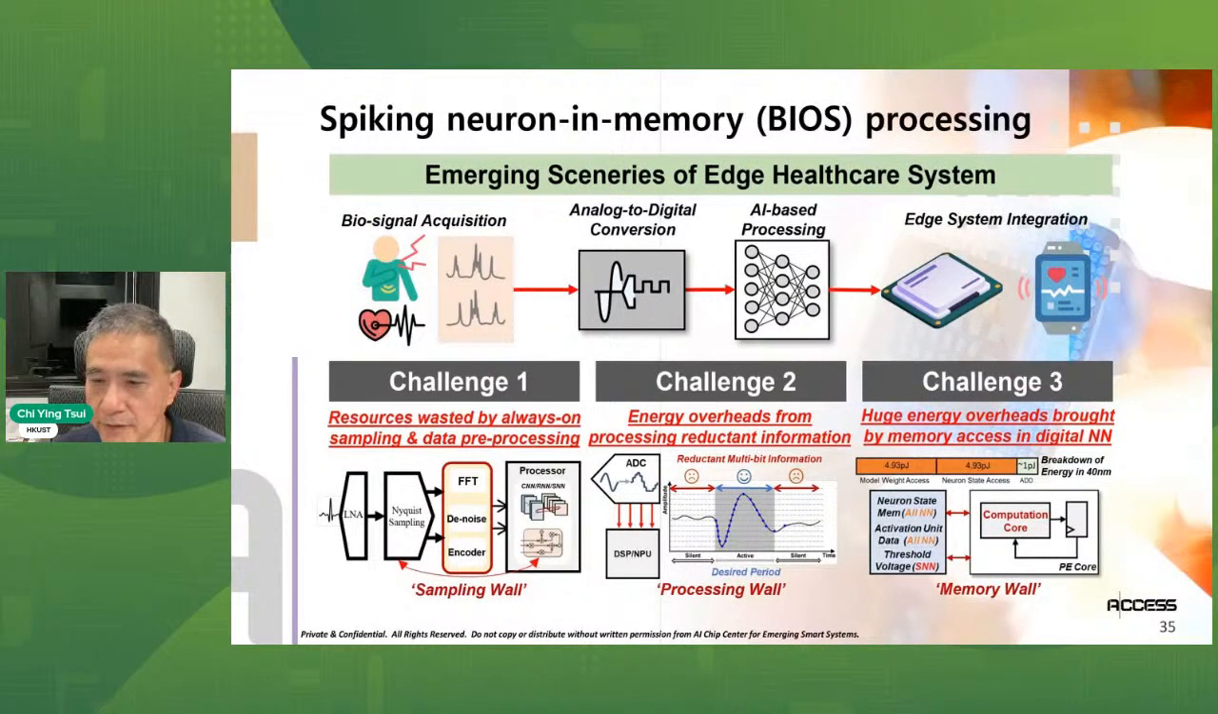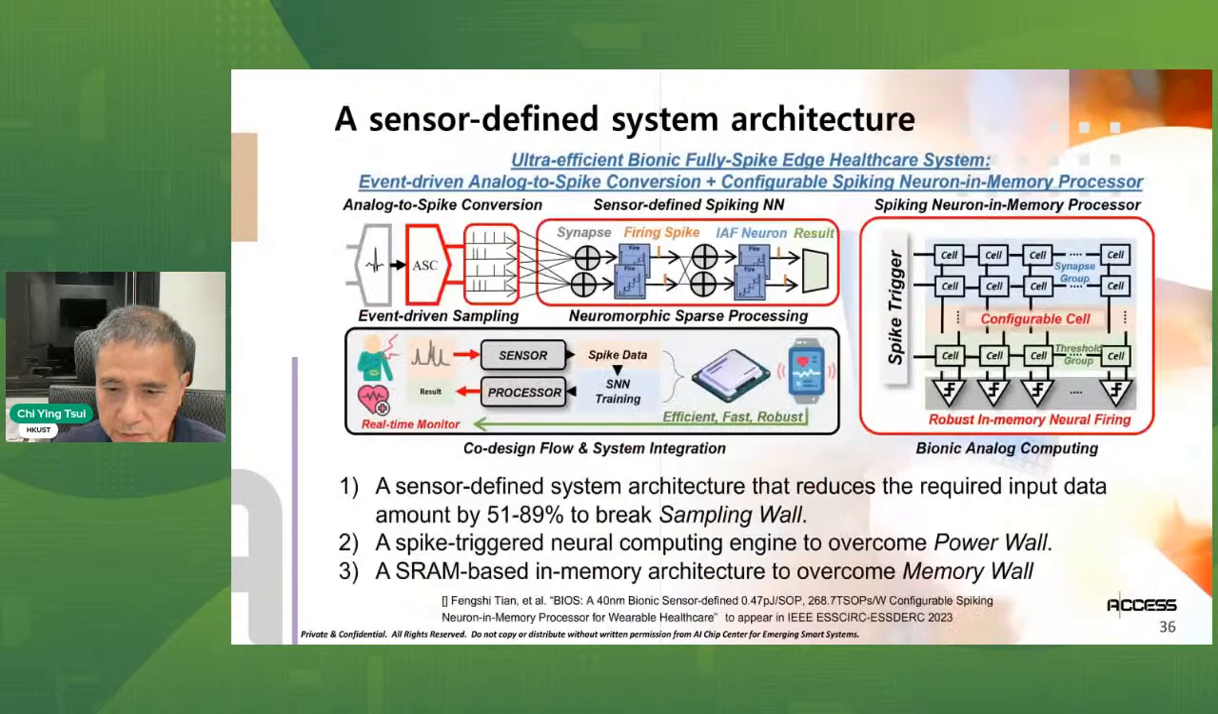At the same time, you also have the memory wall for the computation if we use a traditional, digital way to do these computations. In order to solve this issue, we propose a sensor-defined system that consists of a few different things, converting into a spiking neural network. First, we design a sensor that does not use a traditional ADC to sample the data, but instead converts the analog data directly into spikes, and then we send the spikes to the neural processor, which generates different pulses into the computation engine.